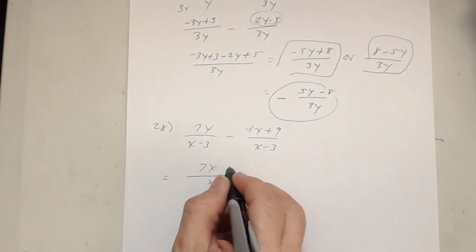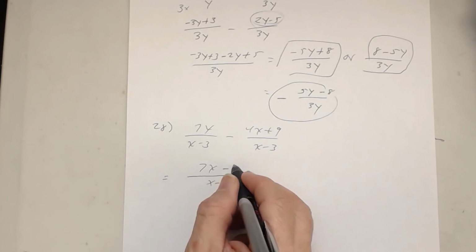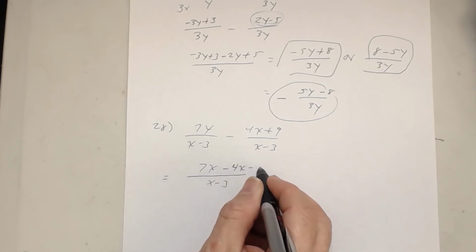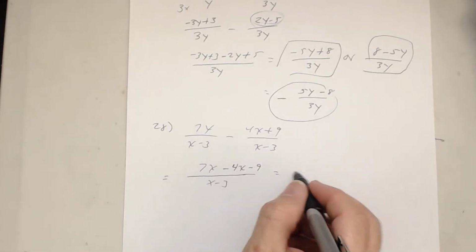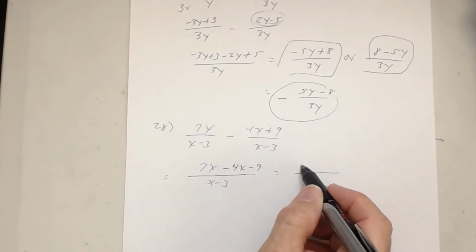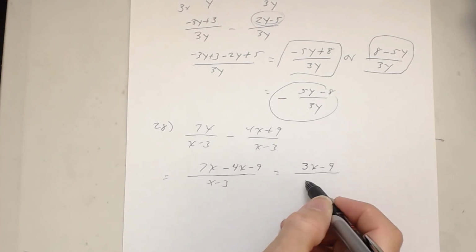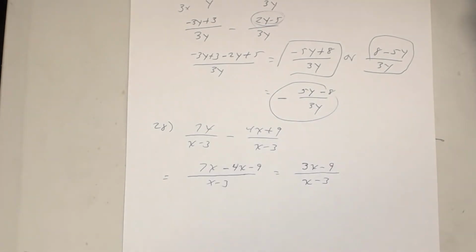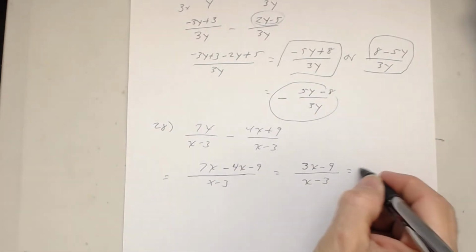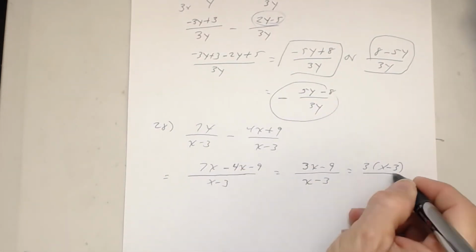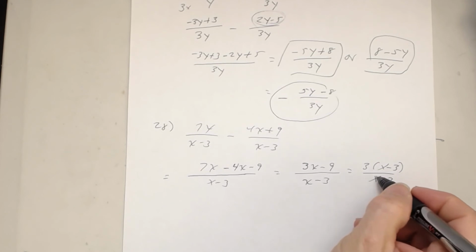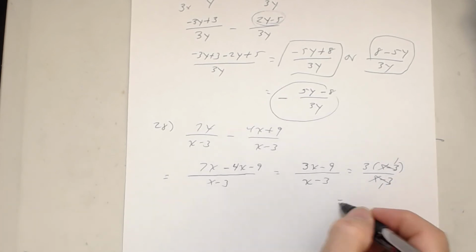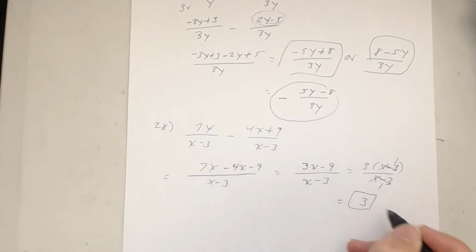There's a 7x, and then what does that become? 7x minus 4x minus 9. Yep. All right, now combine like terms in the numerator. What is that? 3x minus 9 over x minus 3. Okay, what else can I do? Factor the numerator. What is that? 3 times x minus 3. And then what happens? Reduce. And what's the answer? 3. That's the answer.